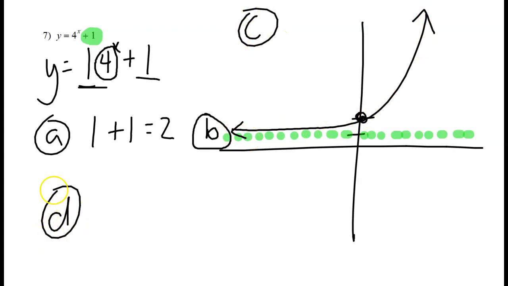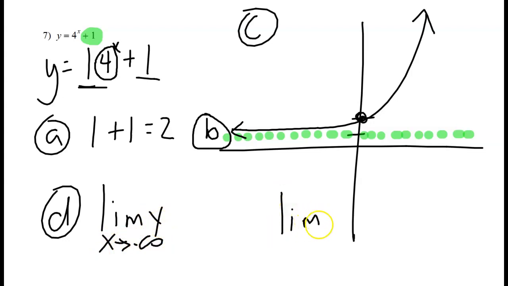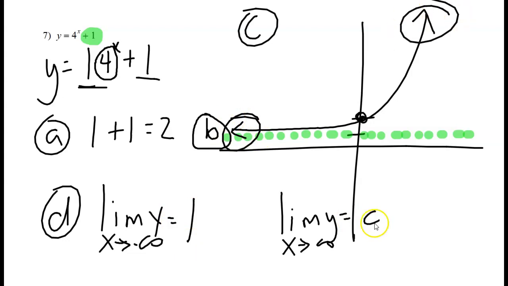And then finally, part D, we want to do our end behavior limit notation. What's happening on the left side and what's happening on the right side of our graph? Well, on the left side, it's getting flat against the horizontal asymptote, which is 1. And on the right, it's going up forever, which is positive infinity.